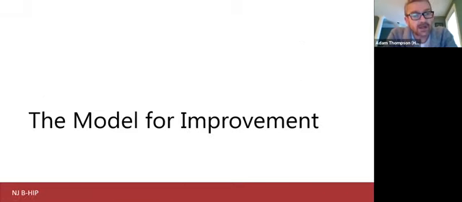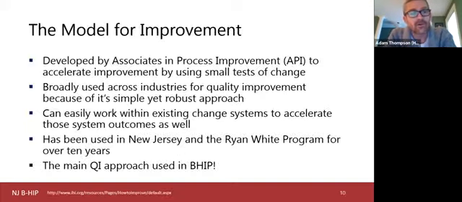So the way that we are going to propose you go about this is by using something called the Model for Improvement. The Model for Improvement was developed by Associates in Process Improvement, API. You can find them online, see some of their resources. But the whole point of this was to accelerate improvement by using small tests of change.